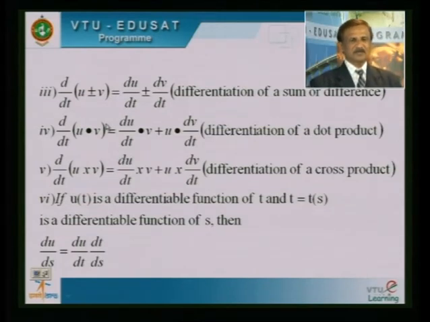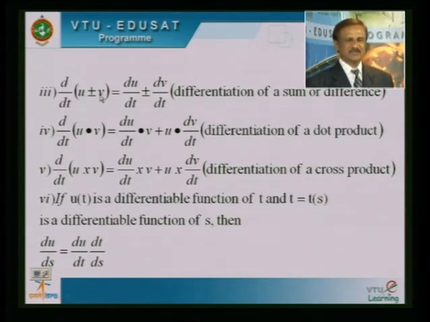Sometimes you want to calculate the sum of two vectors. We are already familiar with how to calculate the sum of two vectors. A is one vector, B is another vector. How do you calculate A plus B? In this case, they have given u as one vector and v as another vector. You are able to calculate u plus v.